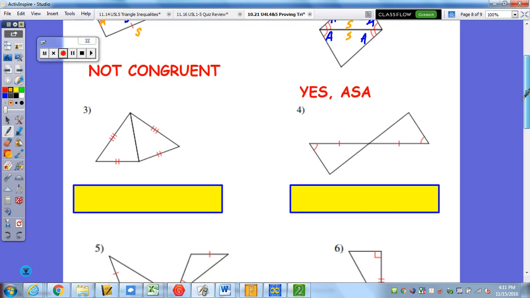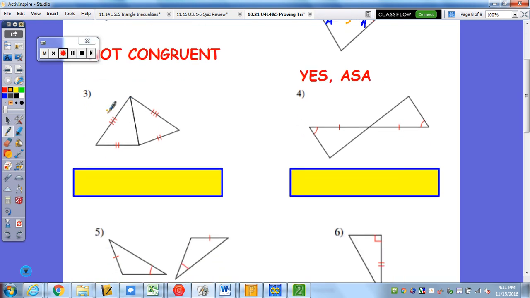Let's look at the next one. Of course, this side is congruent to this side. This side is congruent to this side. And of course, the shared side is equal to each other. So they're congruent by side, side, side.